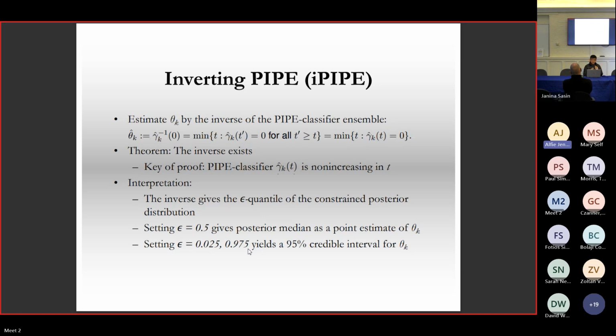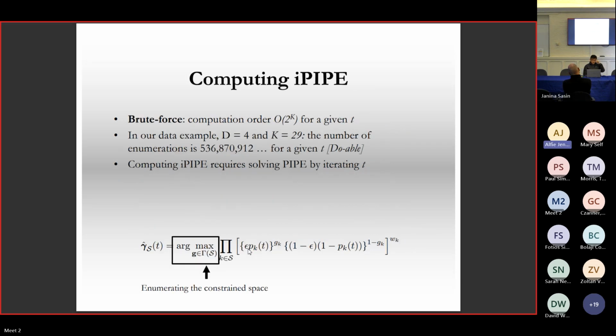So it gives us good interval estimation based on IPipe. Again, I'm going to skip the detail. Same issue with computation. Now in pipe, when we do gamma, the computation order is 2 to the power k, k being the number of conditions. In the mHealth example, we have 29 conditions. That's over 500 million iterations to use brute force.